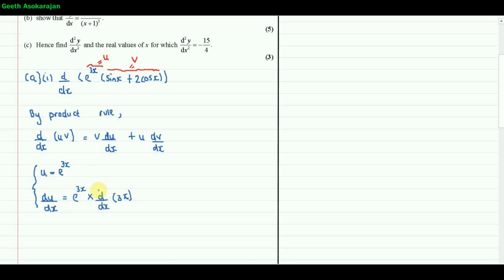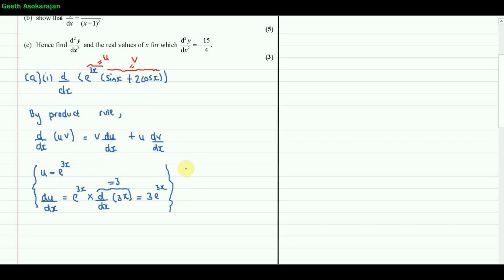However, let's continue over here. When I differentiate 3x, the answer is 3, and 3 into e to the 3x, let me leave it as 3e to the 3x. So that is the derivative of u.